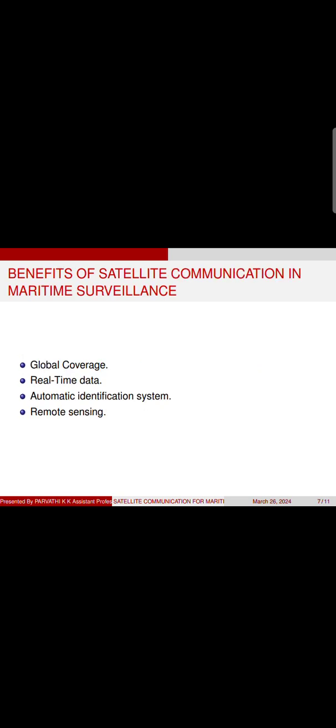Benefits of satellite communication in maritime surveillance. Satellite communication offers several advantages in maritime surveillance: global coverage, real-time data, automatic identification system (AIS), and remote sensing.